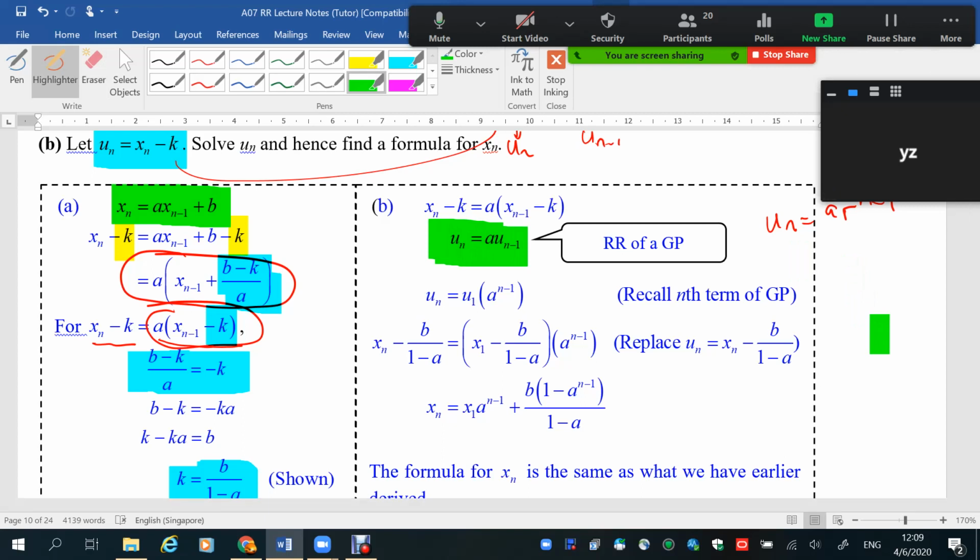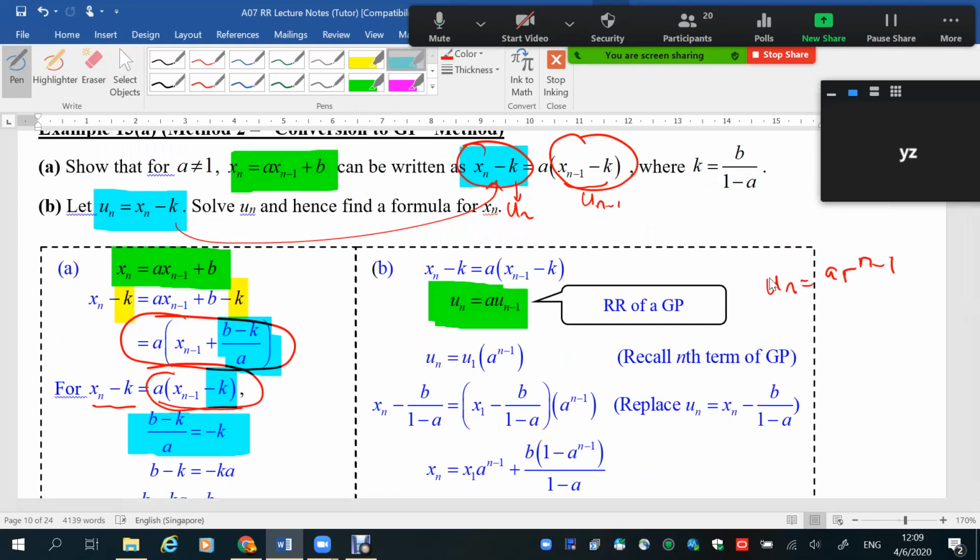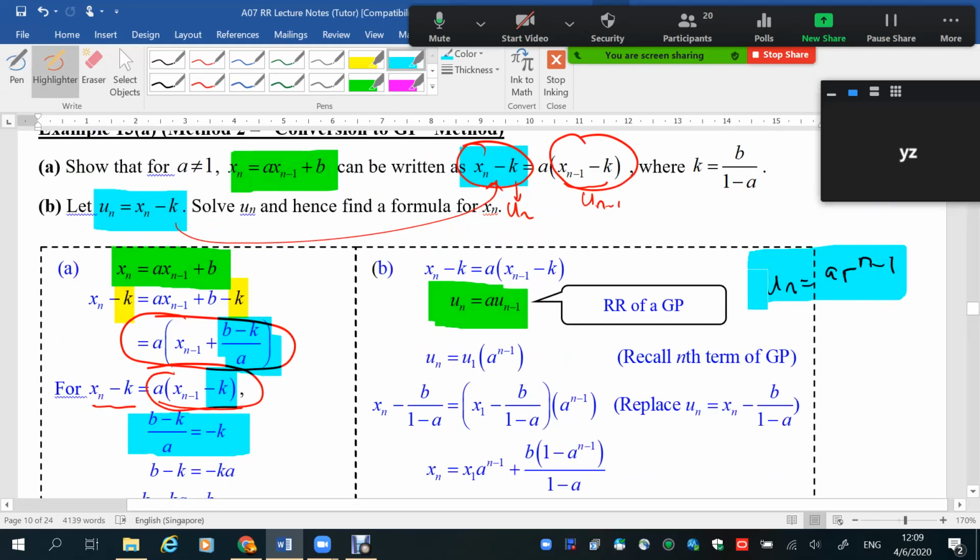Can accept this? un is equal to a. Okay, so next, if I can recognize this is a GP, what it means is that I can activate this formula in blue that I'm highlighting now, because this is the general nth term of a GP: un is equal to a r^(n-1). So what is a? First term, u1. Makes sense. That's how I get this.